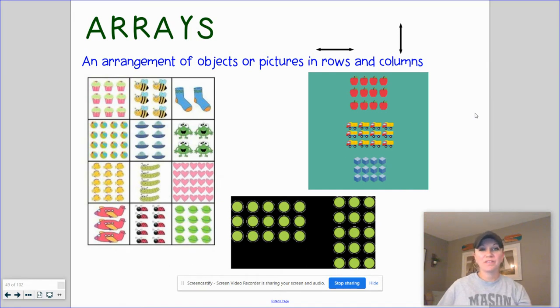Today we are going to review arrays and how we can use those pictures of arrays to help us with multiplication. Remember, an array is an arrangement of objects or pictures that come in rows. Remember, that goes side to side, and columns. And that's your pictures that go up and down. And today we're going to take a look at lots of examples of arrays.